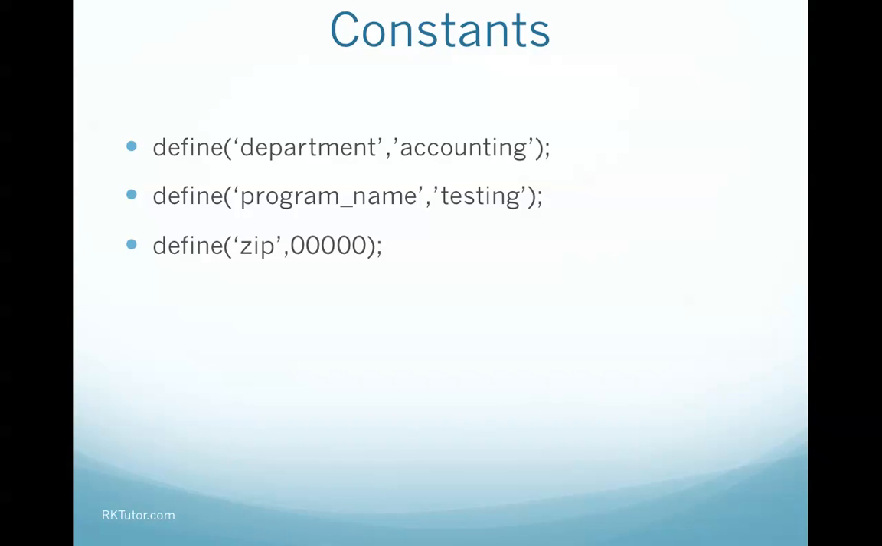And my program name is testing, and by default I'm assigning zip as 0000. For example, in my program if nothing is assigned, I might use the default zip as 0000. The main advantage of constants is that if you know for sure your variable is not going to change throughout the program, then you can define it using define.